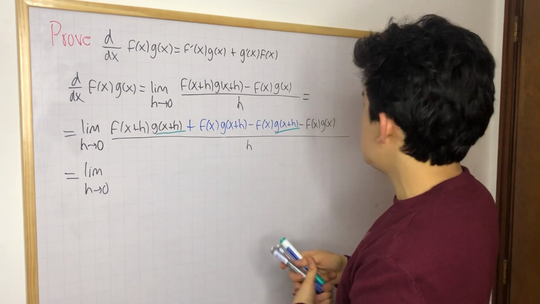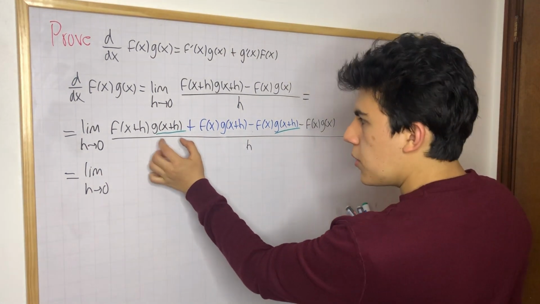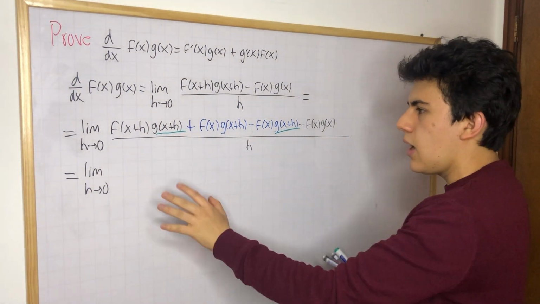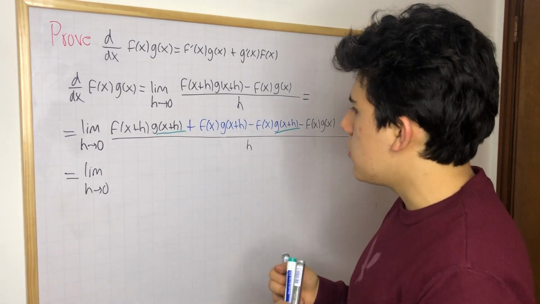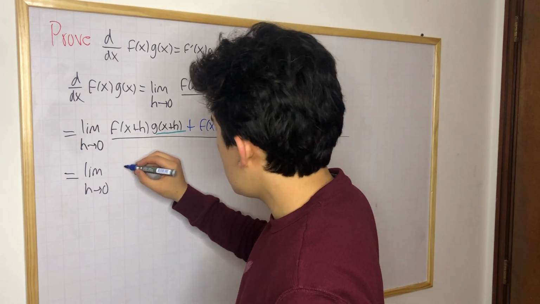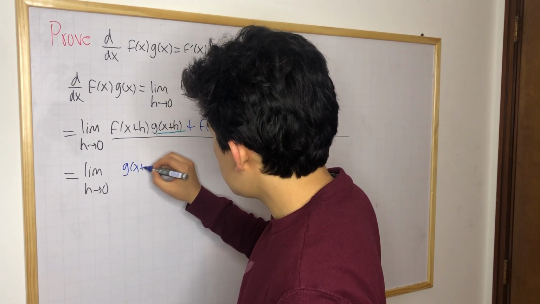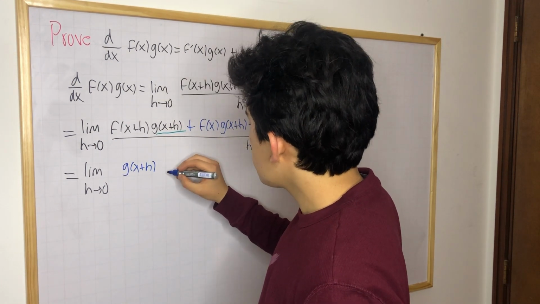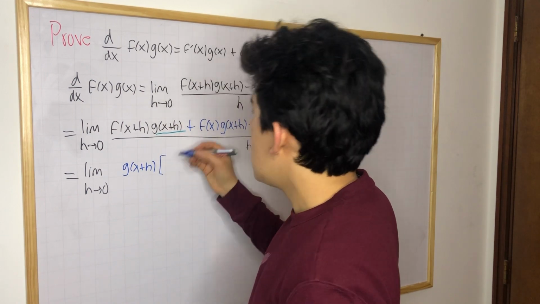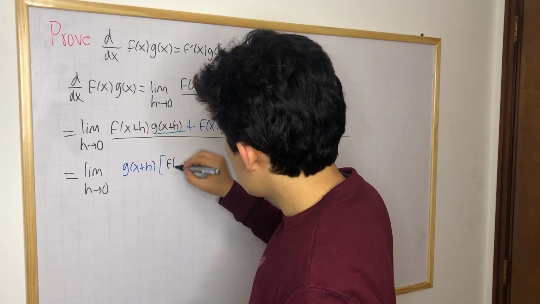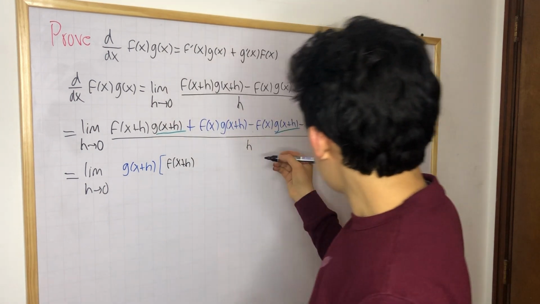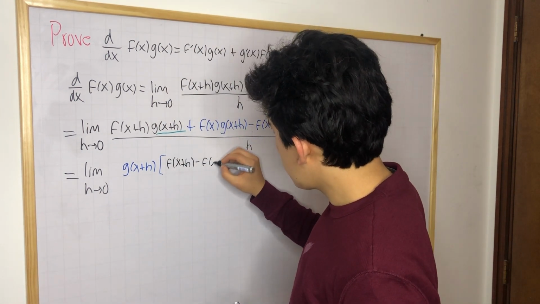We're going to use these two g of x plus h's. So we want this one, and we're going to take it out from these two terms, okay? And I'm going to do that in blue, yep. So we have g of x plus h times, I'm going to do it like this, times f of x plus h minus f of x, okay?